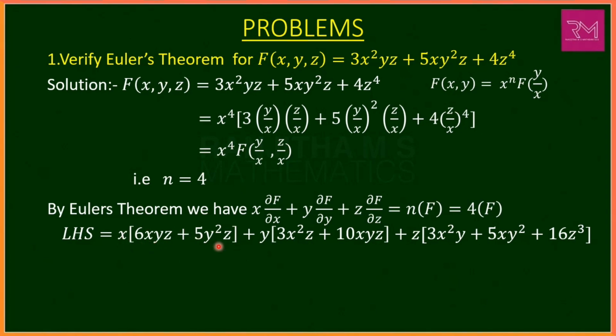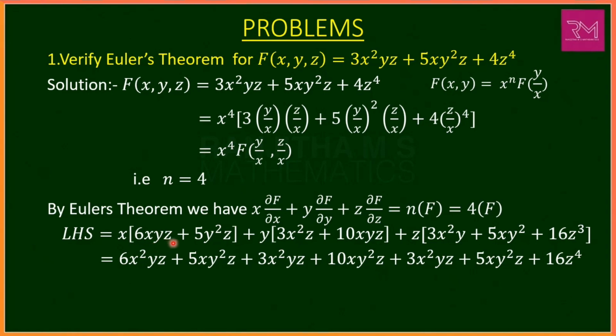Next step, multiply xyz inside the bracket and simplify. We get the value as 6x square yz plus 5xy square z plus 3x square yz plus 10xy square z plus 3x square yz plus 5xy square z plus 16z power 4.